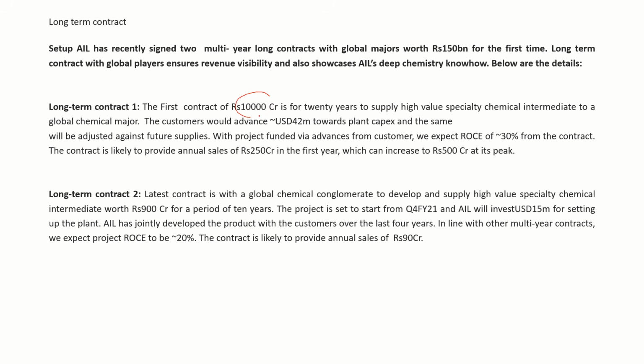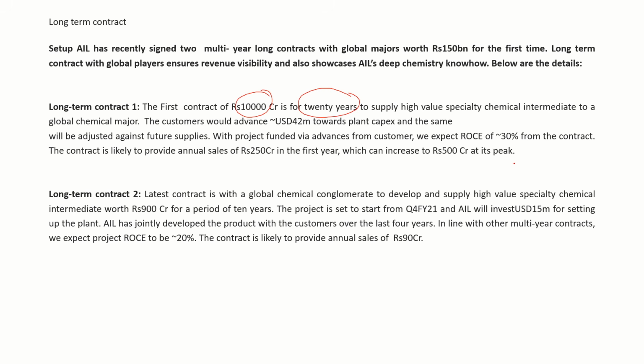So the first contract is worth rupees 10,000 crores. Their current 1 year sales is 5,000 crores, and they already have a contract in hand that will bring them 10,000 crores rupees of sales. This contract, this amount of chemicals, is to be delivered in the next 20 years.